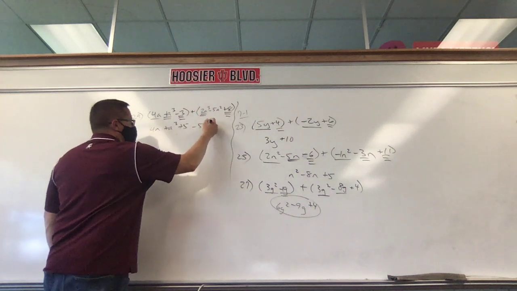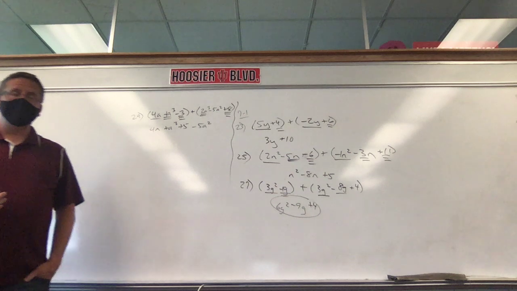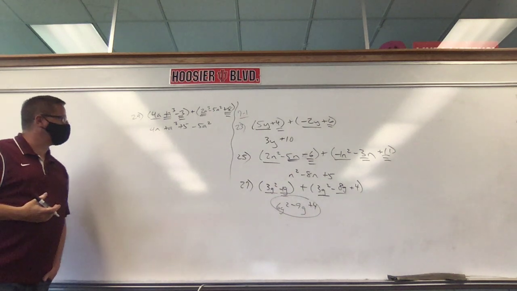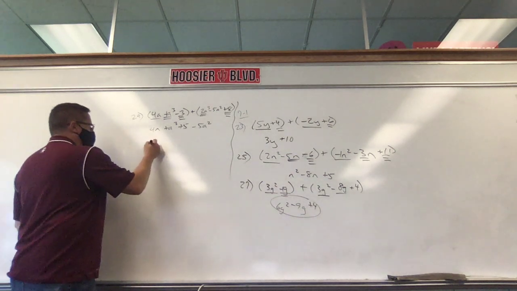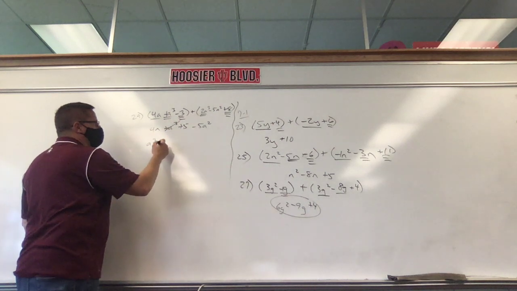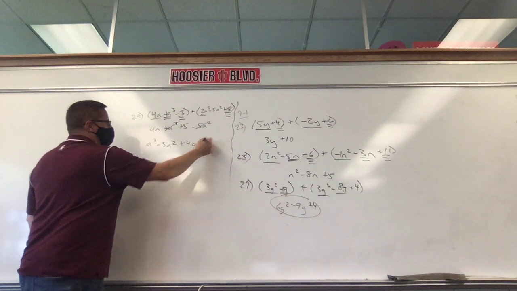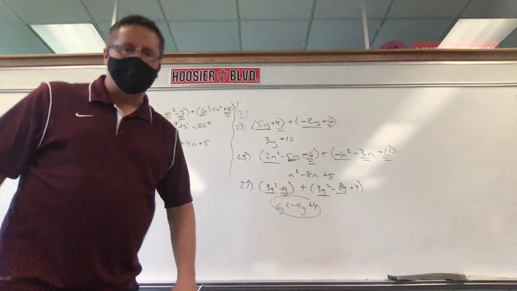And what else do I still have? Minus 5a squared. Now, if you type it in like that, you're probably going to get it marked down. It's got to be put in the right order. Which term should have been first? a cubed, because it's the biggest exponent. Then negative 5a squared, then positive 4a plus 5. You've got to put them in the right order.